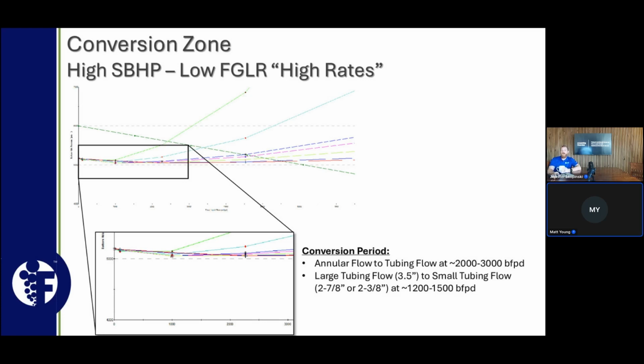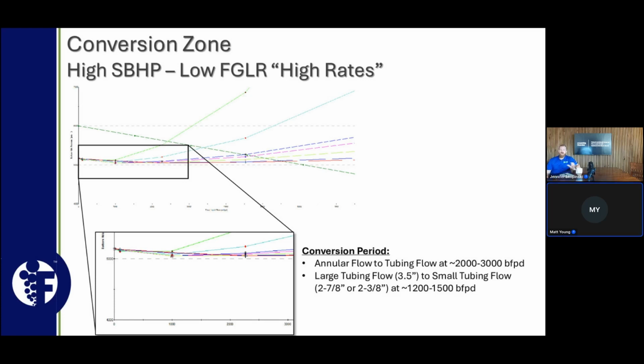So if we're dealing with a higher liquid rate but a lower GLR well, then that annular flow to tubing flow conversion zone begins around 2,000 barrels per day, meaning that we don't have the formation gas to help stabilize that flow. And then same thing for tubing, so 3.5-inch tubing to, say, 2 7/8, instead of 500 barrels per day, we're now having to convert between 1,200 and 1,500 barrels.